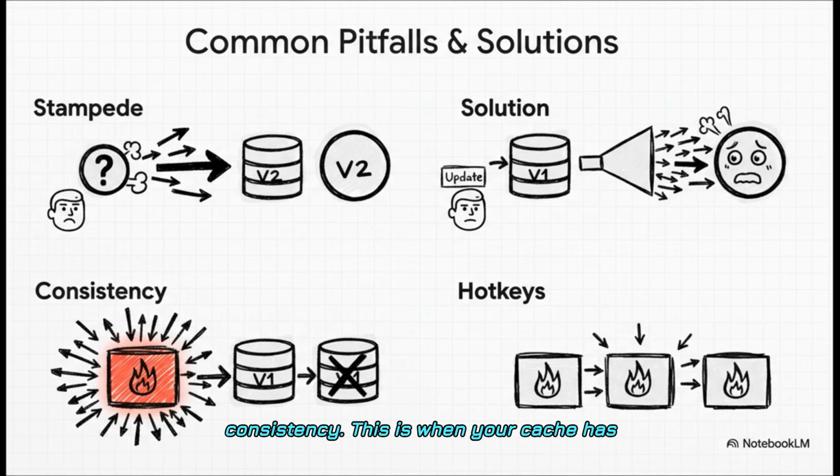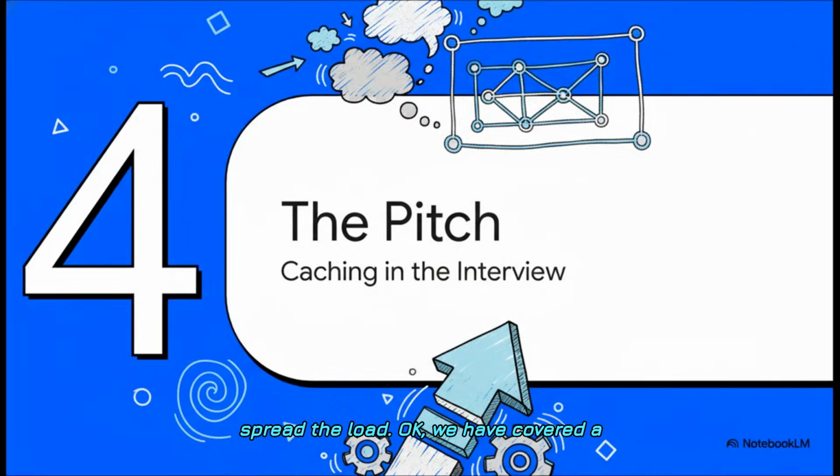Second, consistency. This is when your cache has old, stale data, but the database has been updated. The most common solution is to just delete the item from the cache whenever you write to the database. And finally, hotkeys. This happens when one single item, like a celebrity's profile, gets so popular that it overwhelms the one cache server it lives on. The simple fix here is to just copy that popular item onto a bunch of different servers to spread the load. Whew, okay. We have covered a ton of ground.